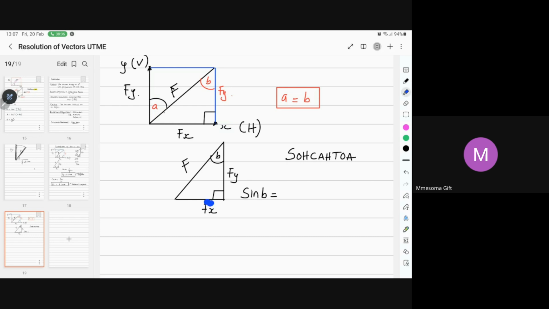That this side is now our opposite. That side facing the angle. This is our opposite now. This is our hypotenuse, and this is our adjacent, right?